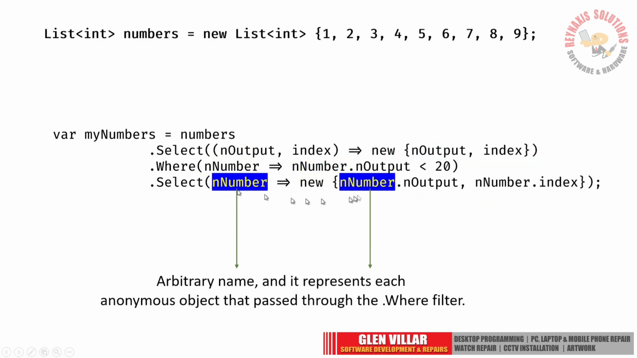Okay, on the third part here, which is another select clause, we specified again the same name as the variable from the where clause, which is n-number. The difference is that this n-number here represents each anonymous object that has passed through the where filter clause. It is just projecting new output from these two outputs.